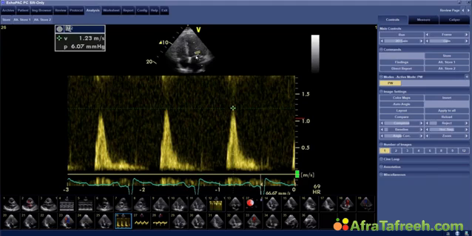This is the spectrum across the mitral valve. What you have here is a typical restrictive filling pattern, which means we have a very high E wave and a very small, almost non-existent A wave. E wave, A wave. So the E wave is probably 4 or 5 times as large as the A wave.